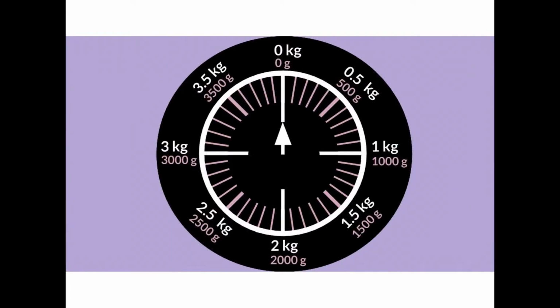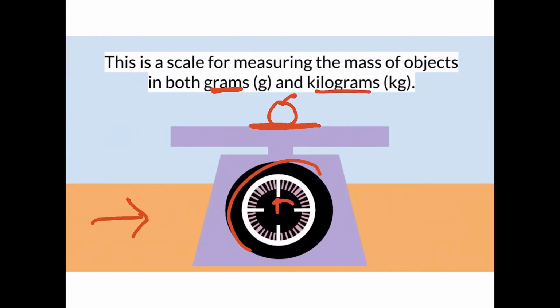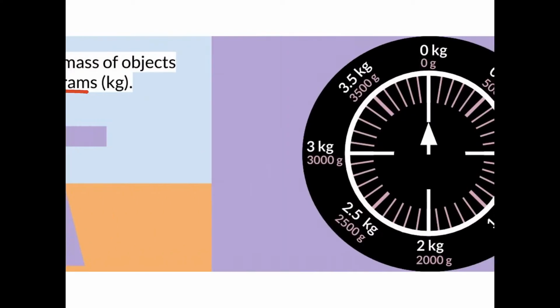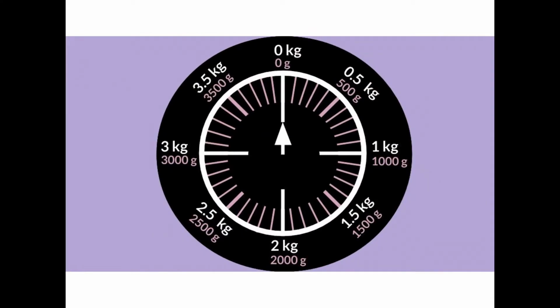So here's a closer look of what the dial looks like. So let me go back real quick. So right here is what we're looking at. So this is what it looks like. And if you notice, it starts at 0 kilograms or 0 grams. Okay, and then it goes around. Here's a half. 0.5 is also a half a kilogram or 500 grams. And then right here is 1 kilogram or 1,000 grams. And there's another half a kilogram or 1,500 grams.